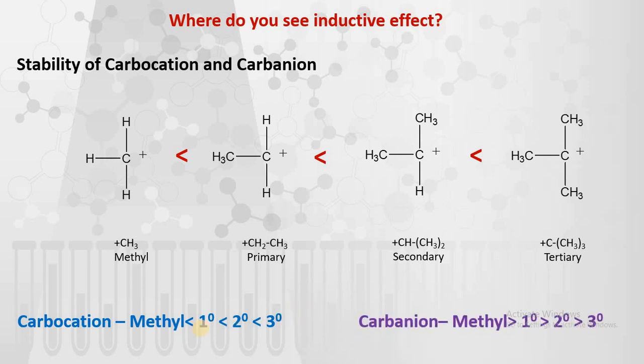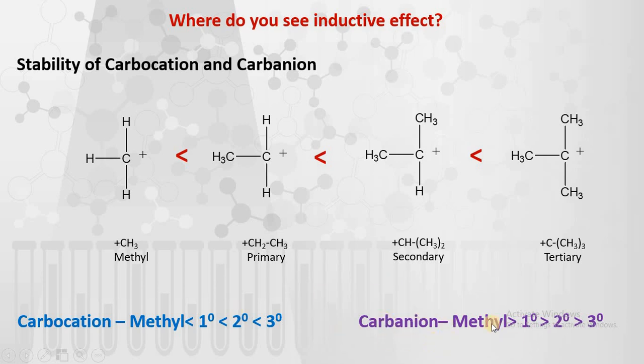Then if you consider the carbanion, the stability order is exactly reverse. How? Because in carbanion, carbon has a negative charge, and this negatively charged carbon atom is again donating electrons. What happens? If a negatively charged carbon is giving electrons again, the stability decreases. So the stability order of carbanion is exactly reverse to that of the carbocation.